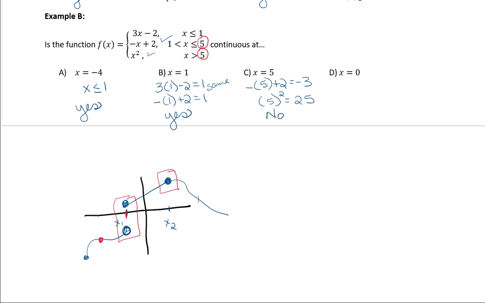The very last one is x equals 0. And again, x equals 0 is completely within that top domain. So yes, it is continuous.